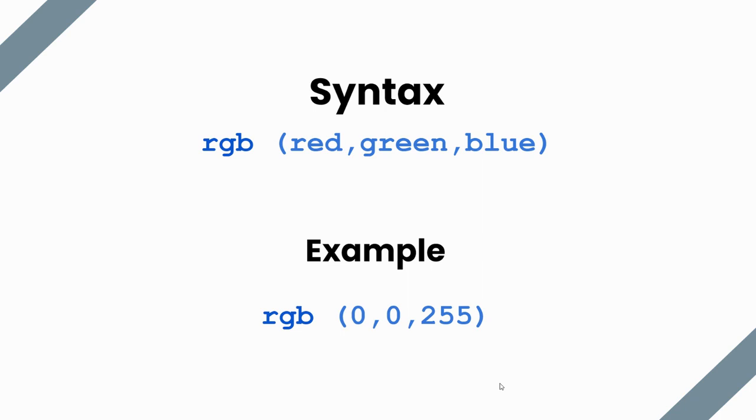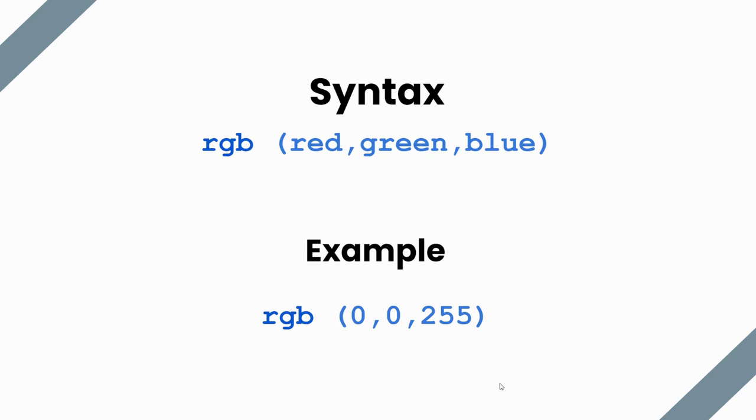So on this screen we can see the syntax of how it is declared. It starts with rgb, then brackets which take red, green, and blue. You can see from the example that it's similar to the syntax we have. In the example, the red is assigned the integer value of 0, the green is also assigned the integer value of 0, and the blue has its highest value, which is 255.